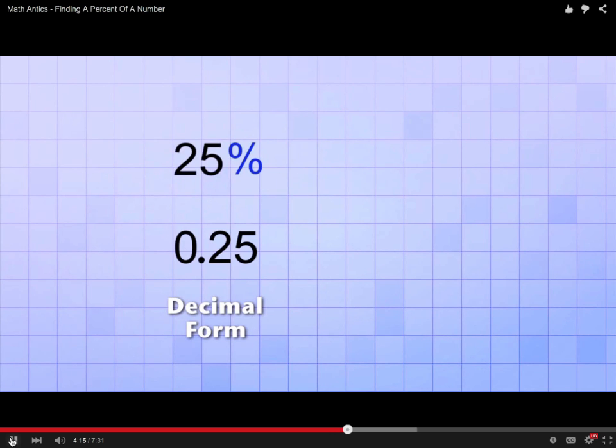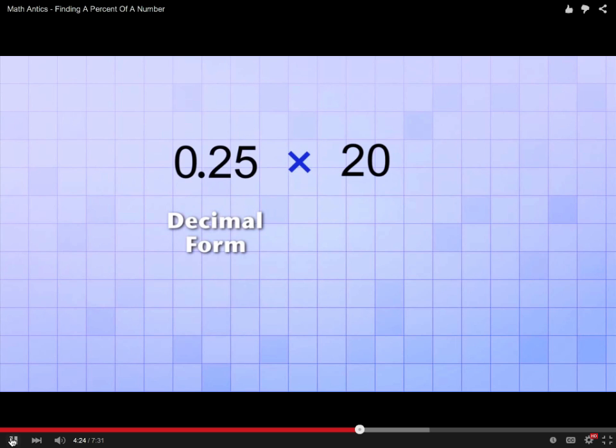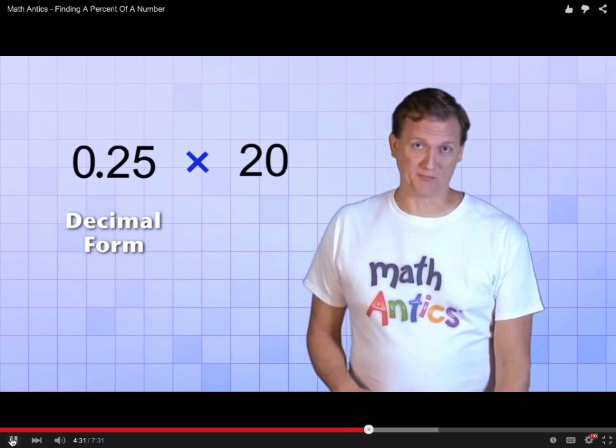If you need to find 25% of 20, you first replace the word "of" with the multiplication symbol. Next, we'll replace the percent, but with its decimal form this time. 25% is the same as the decimal 0.25. Then, all we have to do is multiply.